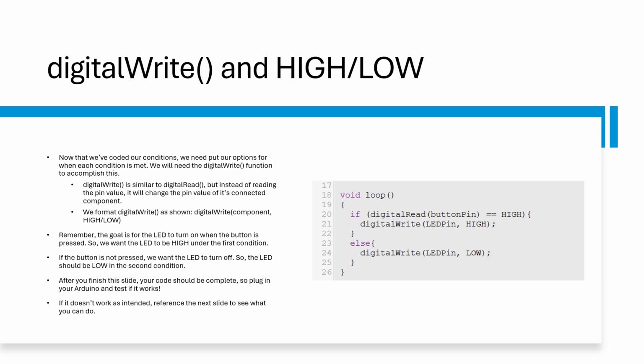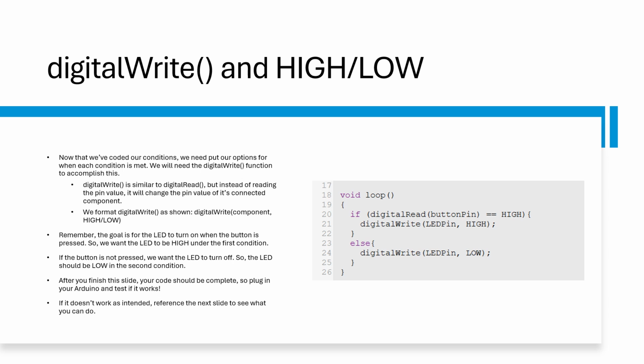Under the first condition, we're going to program our LED to turn on by instructing the Arduino to send power. We can do this by using the digital write function, which is used to turn a component on or off. It's important to know that digital read will check if something is turned on or off, and digital write will make something turn on or off. In the parentheses, put the component you want to manipulate, in this case the LED, and whether you want to turn it on or off. To turn it on, we'll put high so the Arduino sends voltage to the component.